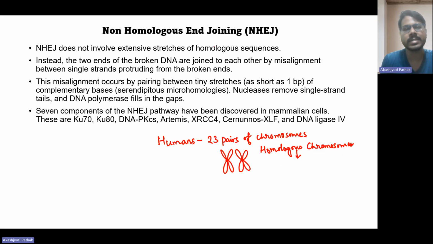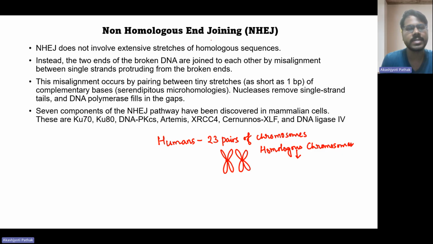Now here we are discussing non-homologous recombination. In non-homologous recombination, there is one concept which is non-homologous end joining. So what is non-homologous end joining? Whenever there is a double-stranded DNA break, there are several methods or machinery by which these double-stranded breaks are repaired. One of them is non-homologous end joining.